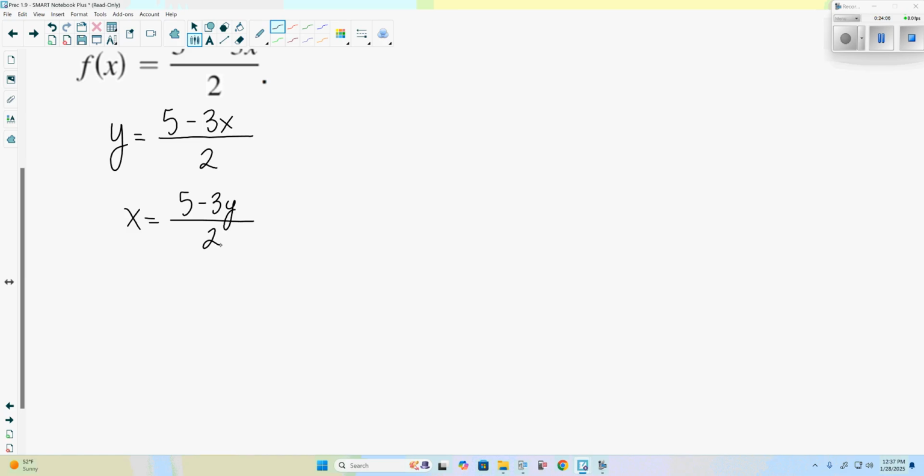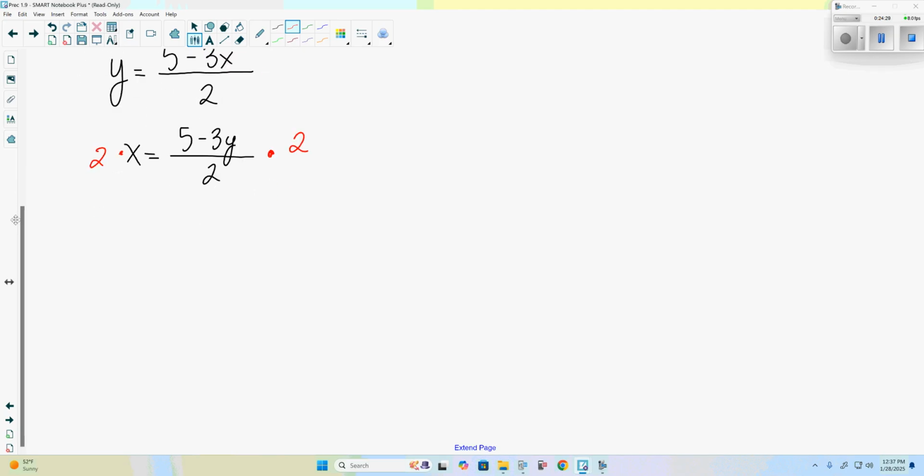Now we're going to solve it for y. So we rewrite f of x as y, switch x and y, solve for y. Now with any of the rational equations, the first thing we're always going to want to do is get rid of the bottom of the fraction. We're going to multiply both sides by the bottom of this fraction. So here it's 2. Because here our 2 and 2 will cancel, telling us that 2x is equal to 5 minus 3y.